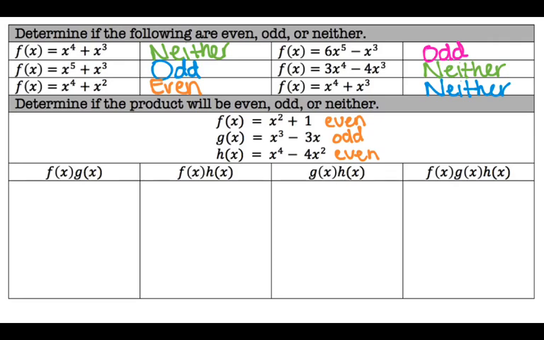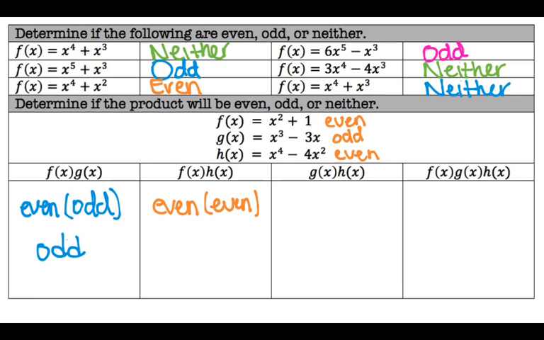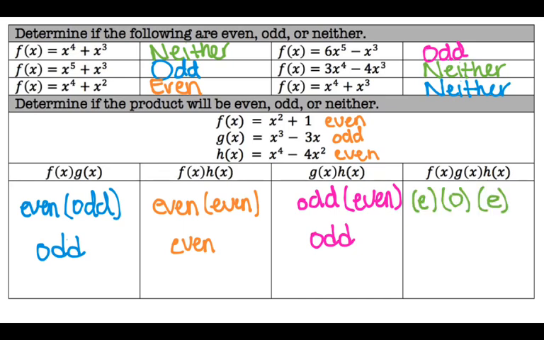That's even. So if I do f of x times g of x, I'm doing an even times an odd. So if they're different when you multiply, it's going to be odd. And if they're the same when you multiply, it's going to be even. So that one's odd. F of x times h of x is an even times an even. Those are the same, so that's even. G of x times h of x is an odd times an even. Those are different, so that's odd.